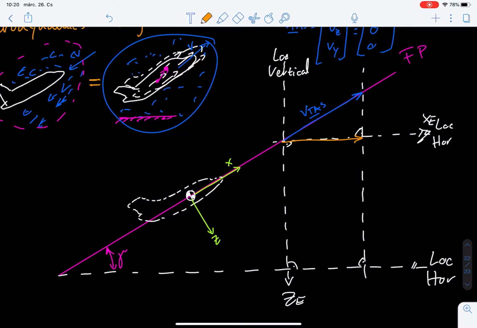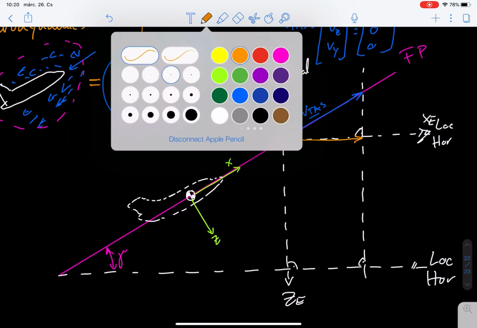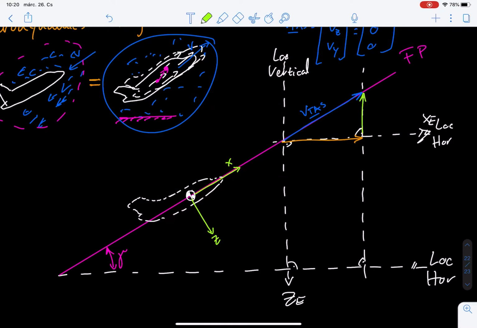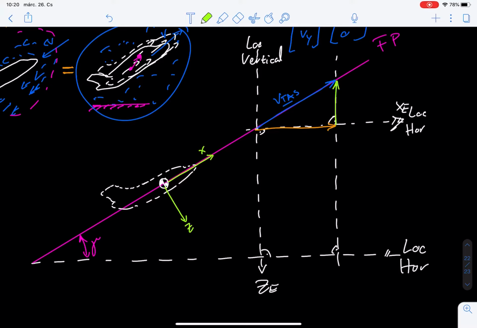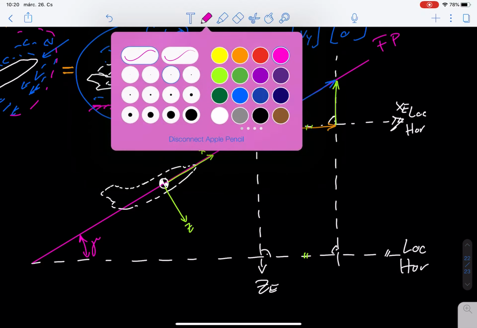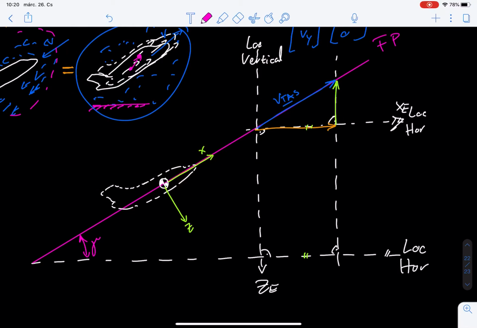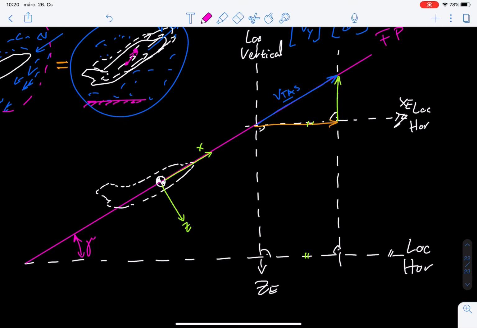So this would be the horizontal component of the true airspeed, and we would have a vertical component for the true airspeed. Okay, and since we see that the true airspeed is parallel with the flight path, and the horizontal component is parallel with the local horizontal, of course, then we're going to see that the angle between the true airspeed and the local velocity component is going to be the same as the angle of climb. Right? It makes sense.